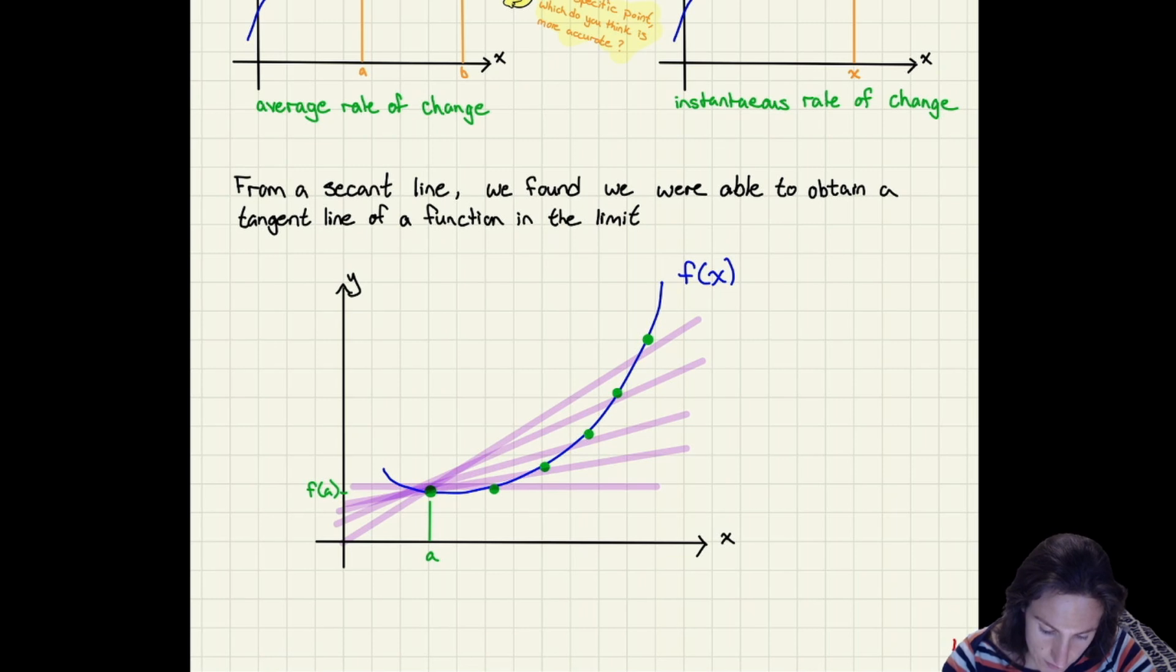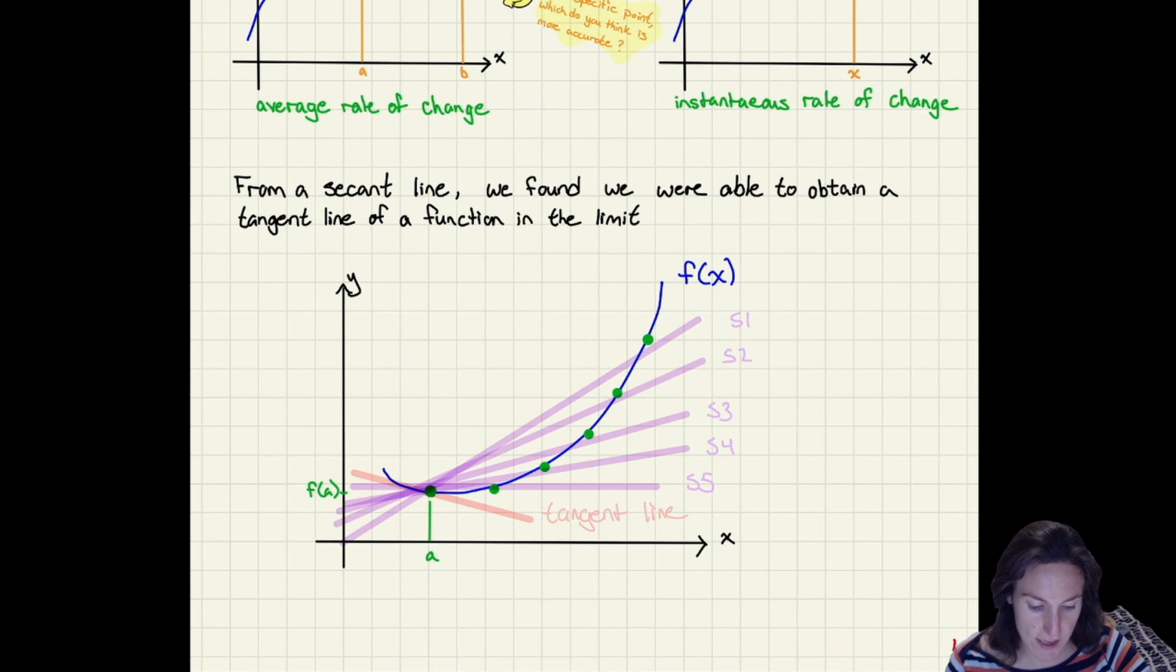And then finally, when we're at A, we get our tangent line here. Okay, so this is our tangent line. And then we had all of these secant lines in purple, and they kept getting closer and closer to the point of interest. So secant 1, secant 2, and then we went to 3, to 4, to 5, and then we finally got our tangent line.